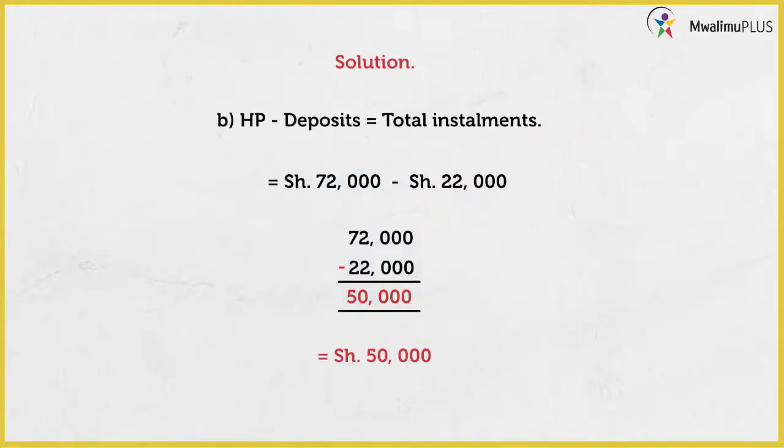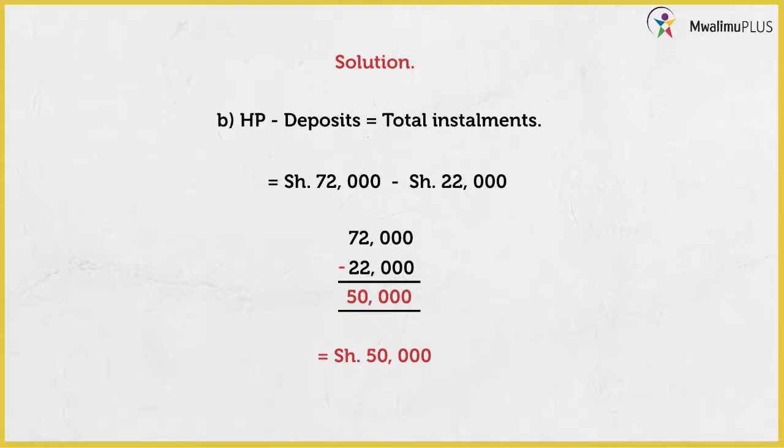The hire purchase minus deposits is equal to total installments. The hire purchase is 72,000 shillings. The deposit is 22,000 shillings. And therefore, when you subtract, see the way I've arranged my work vertically to make it easier for me. We just subtract: 0 minus 0 gets 0, 0 minus 0 gets 0, 0 minus 0 again you get 0, and then we have 2 minus 2, you get 0, and then 7 minus 2, you get 5. Therefore you have 50,000, and that is 50,000 shillings. What is it?